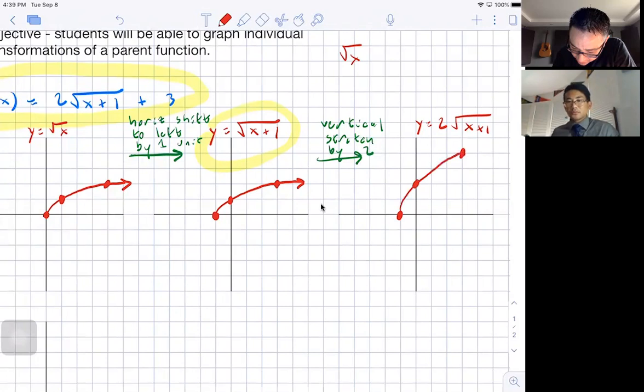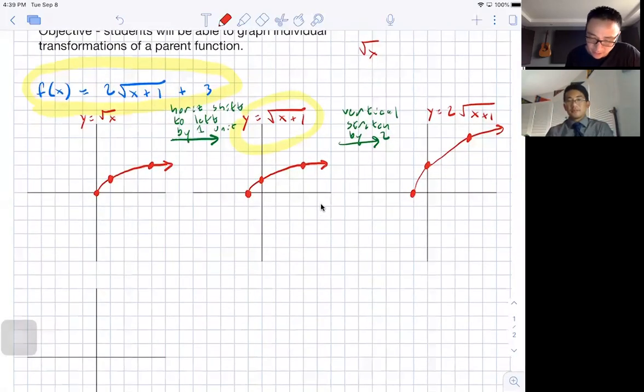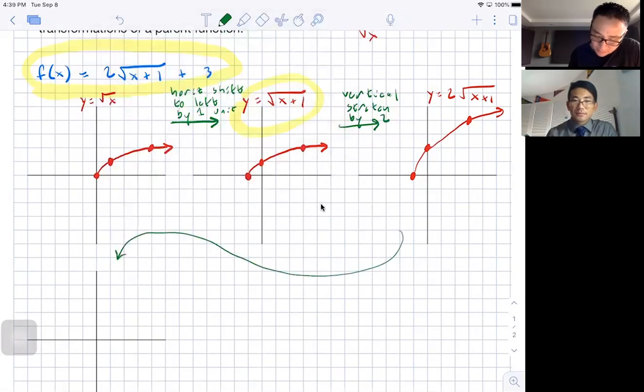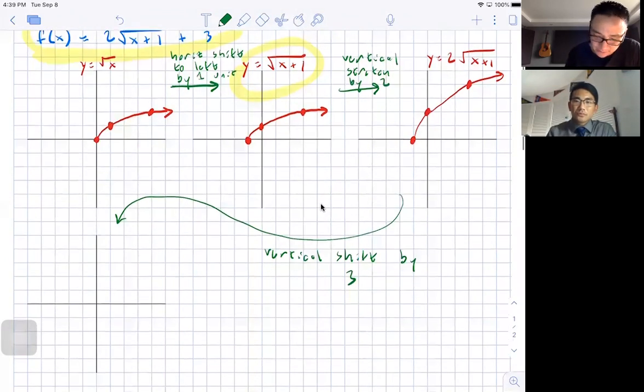Okay, so it's stretched vertically. It definitely looks like it has just been widened, like a sideways parabola. And the last thing we need to do is take care of that 3. So now we just have to lift it up 3 units on our graph. So let's do that. This is a vertical shift by 3, so let's shift it up by 3.